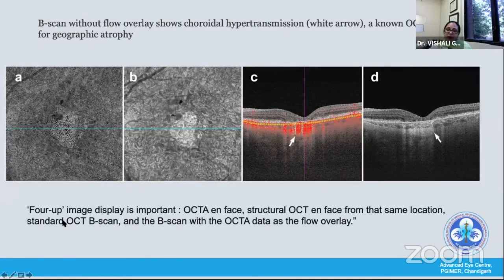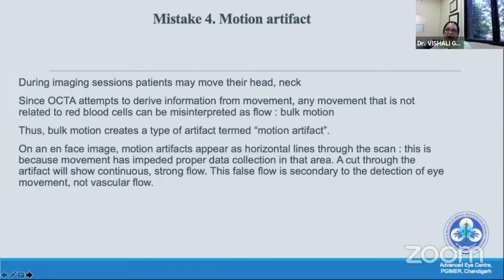So the moral of the story is that you always see the four-image display, never see one or the other in isolation. Always have OCTA en face, OCT en face to see the structural damage, B scan with flow and B scan without flow. That's how you are going to get the interpretation that might be clinically relevant to you.